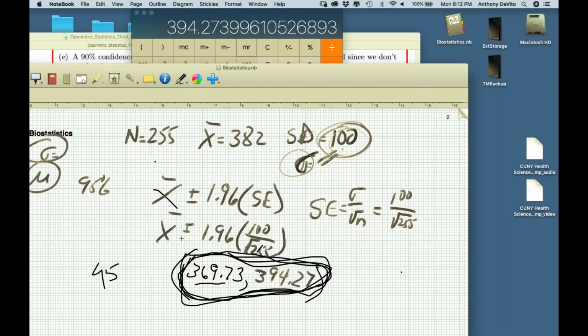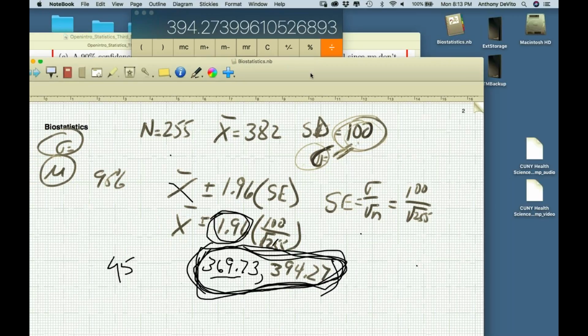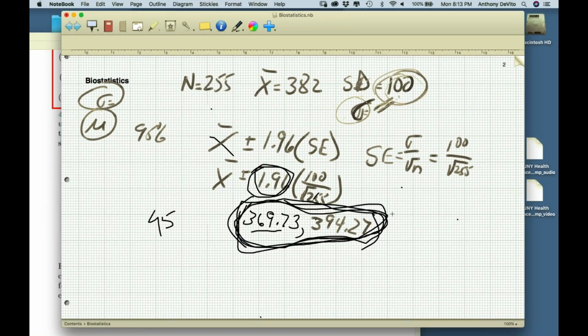Again, if we want to be 99% sure, we just change this to 2.58. If we want to be 90% sure, we just change this to 1.64. So I think we should be in pretty good shape. I hope that helped with this portion of the course.